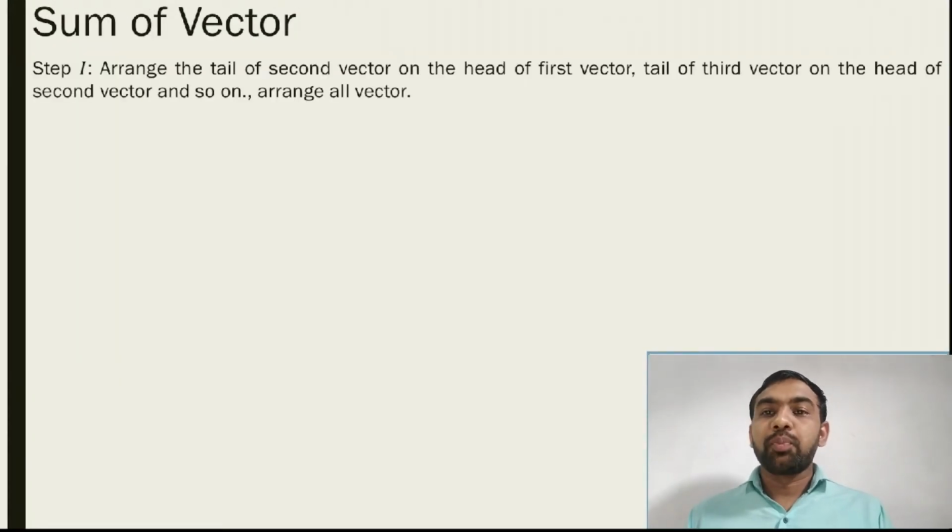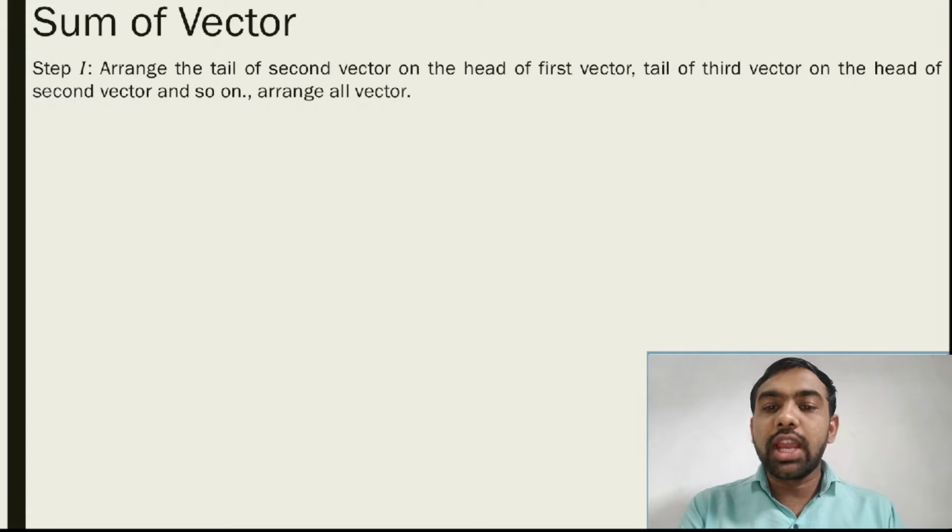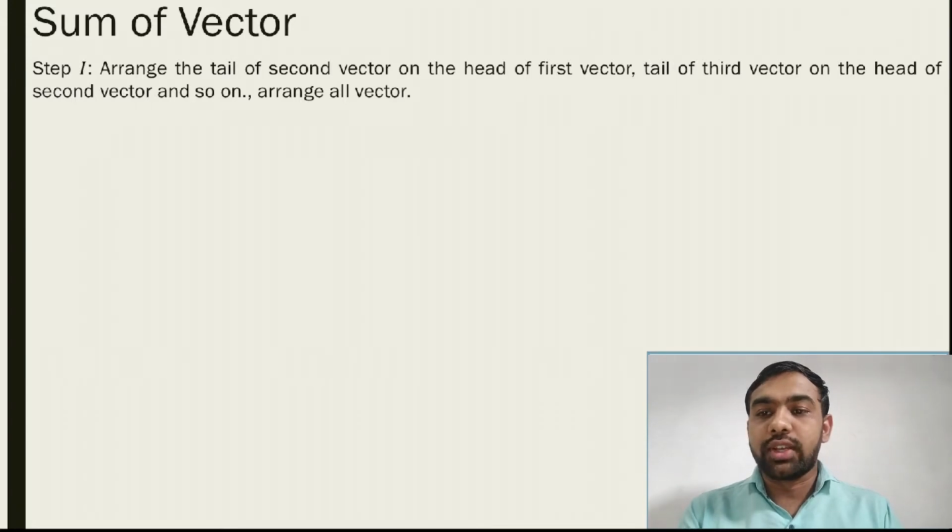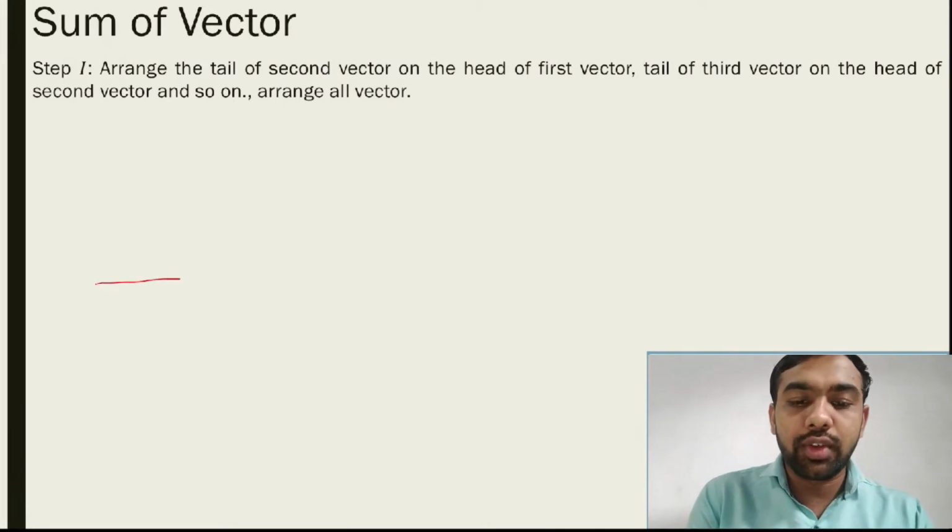It is simple, we just follow some steps. Step number one, how do we find the sum? Arrange the tail of the second vector on the head of the first vector, then the tail of the third vector on the head of the second vector, and so on.